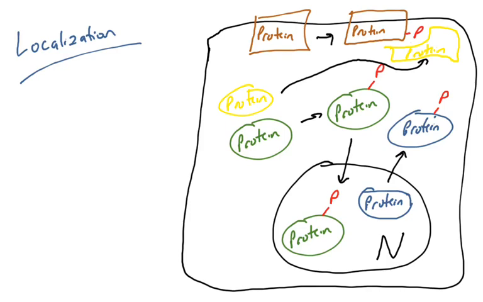So this yellow protein, normally in the cytoplasm, is now brought up to the plasma membrane when this brown protein is phosphorylated. So that's 3 different examples of how phosphorylation can trigger changes in a protein's localization in the cell. And again, by the end of this course, you will know examples of all 3 of these.